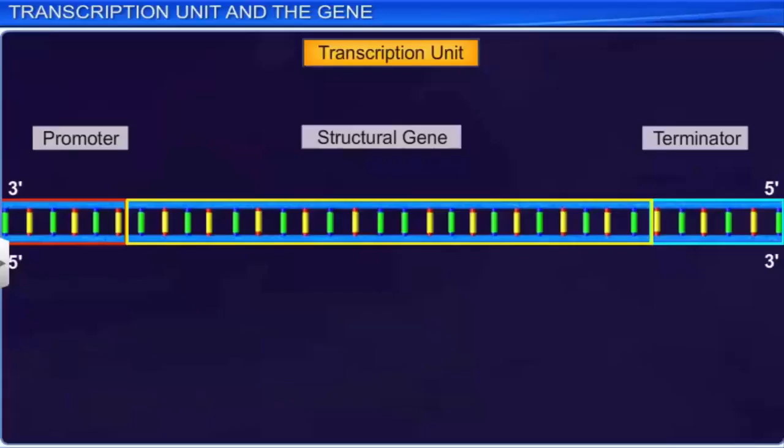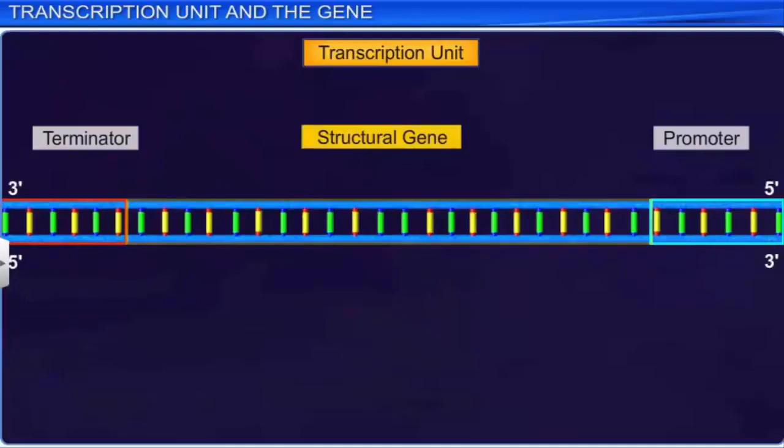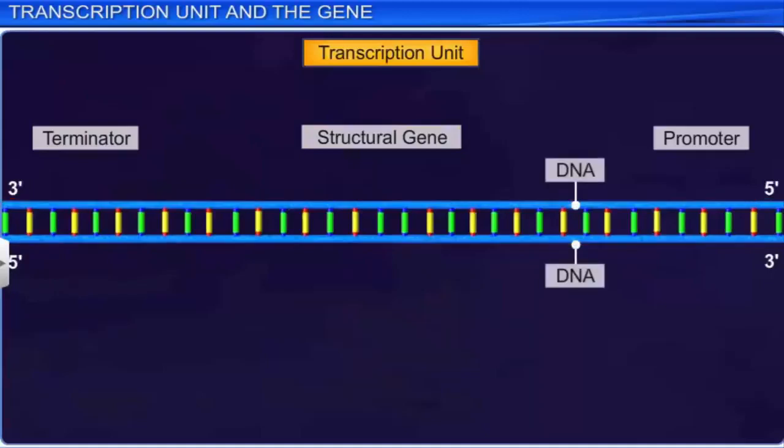However, these two DNA strands will get reversed if the promoter switches its position with the terminator. The next part of the transcription unit is the structural gene, which consists of two DNA strands having opposite polarity.